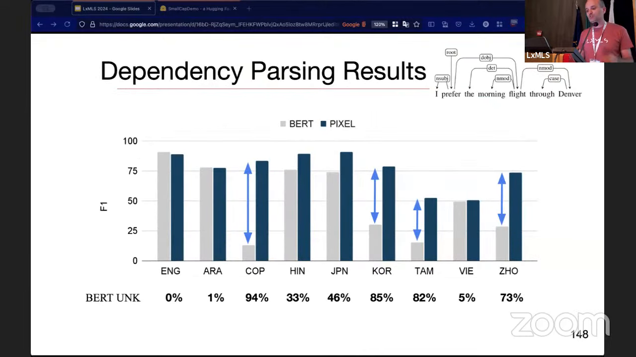So if we look at the dependency parsing performance after pre-training and then fine-tuning, they're showing F1 score here on the y-axis, and along the x-axis, we have the different languages. And I'm also showing the unknown token rate for different languages. So for Coptic, you cannot do dependency parsing at all if you use tokenization-based models based on BERT. But if you use Pixel, now you can actually do syntactic analyses of Coptic text. And we see the same thing for Korean and Tamil and Mandarin Chinese, where you can do much better by processing visual representations of the data.